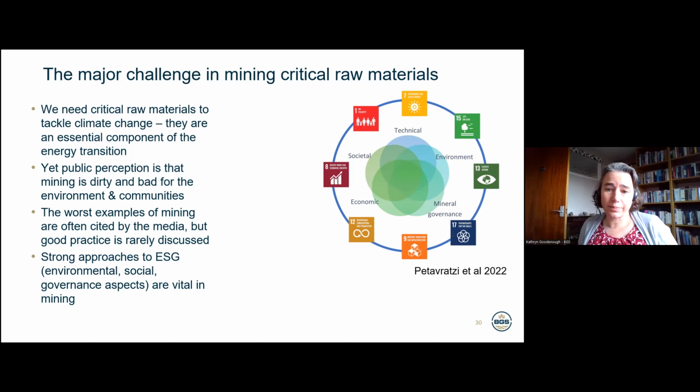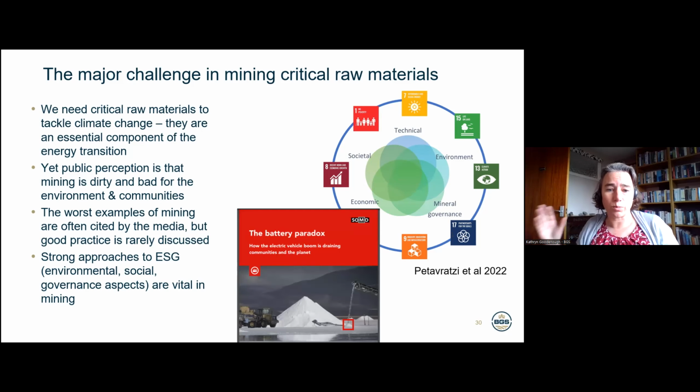So we have to mine, and we have to fit that mining into the context of the Sustainable Development Goals and try and do it as well as possible. But although I think that's pretty well known among people who are involved in mining, public perception is simply that mining is bad and it's dirty. And the media don't help, because often they will cite the worst examples of mining, rather than perhaps talking about good practice. So for example, reports like this, how the electric vehicle boom is draining communities and the planet.